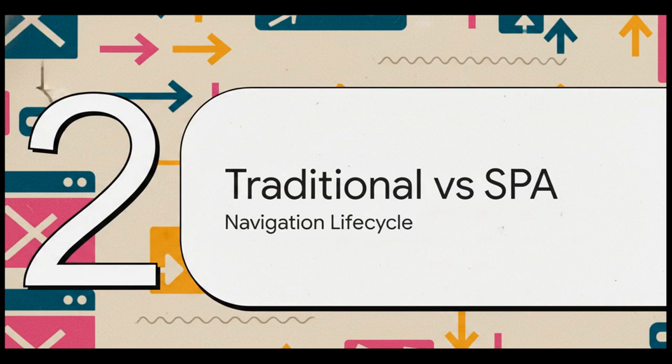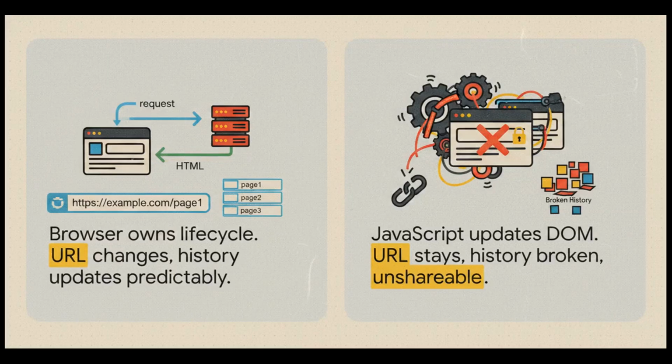Let's move on to section 2. Traditional versus SPA navigation. It really all boils down to who owns the navigation lifecycle. This comparison perfectly illustrates where the browser actually loses track of things. In traditional web navigation, the browser is the undisputed boss. You click a link, it fires off an HTTP request, the server hands back fresh HTML, the URL updates, and your history is naturally recorded. It's a reliable, totally closed loop.